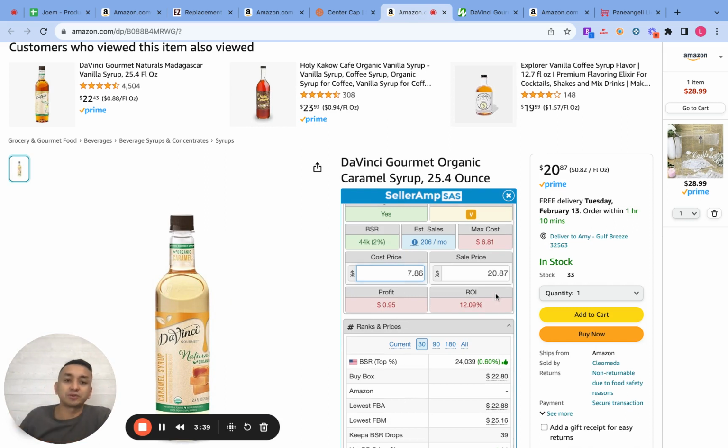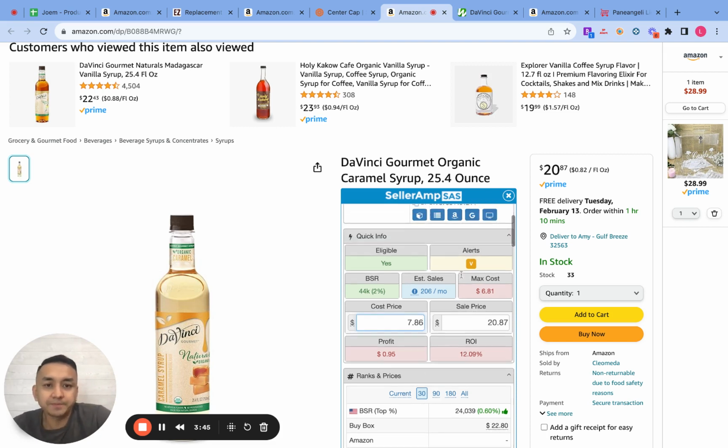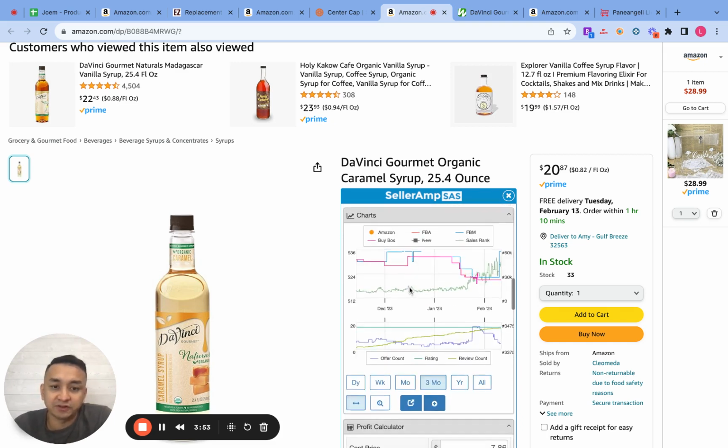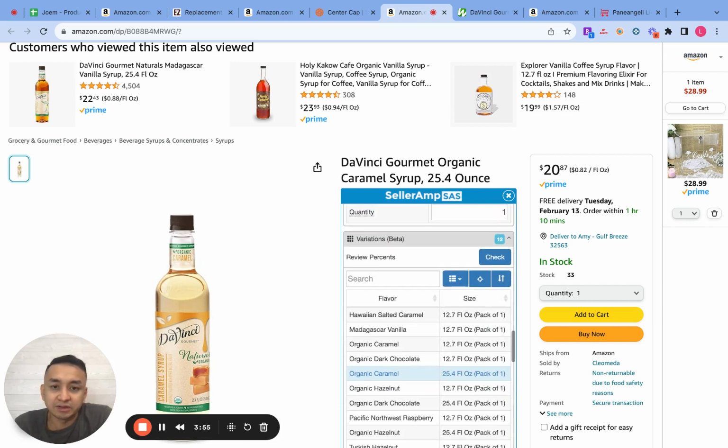It's giving you a 12% ROI, which is a red flag already. And then this one is selling 206 times a month. It's also a variation. So again, I would go down to the variations tab here in Seller Amp, pick the exact variation, which is this one. It usually auto-selects, and check.